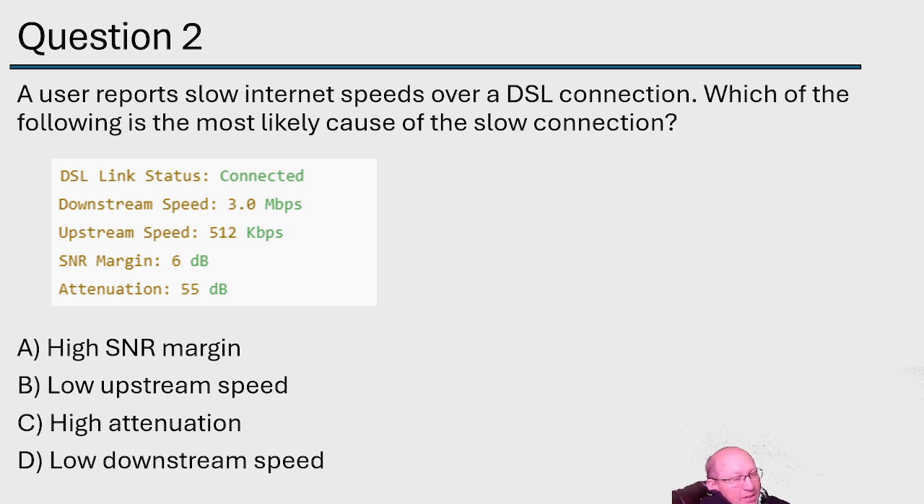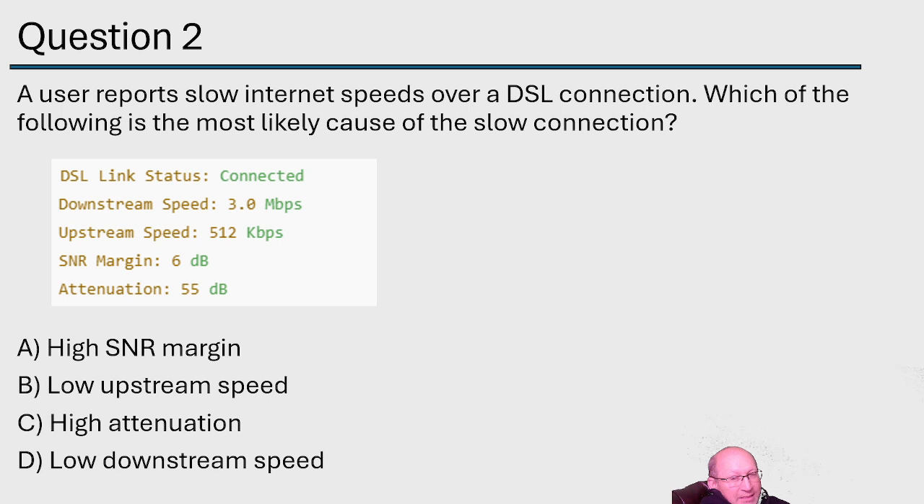Low downstream or low download speeds at 3 megabytes. Well, for DSL, that's actually pretty normal. So that means it's got to be either A or C. Either A or C. Well, if you guessed A, you'd be incorrect. It's definitely C.